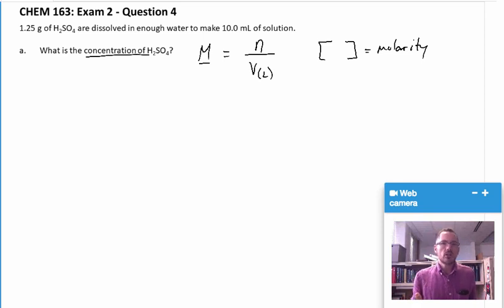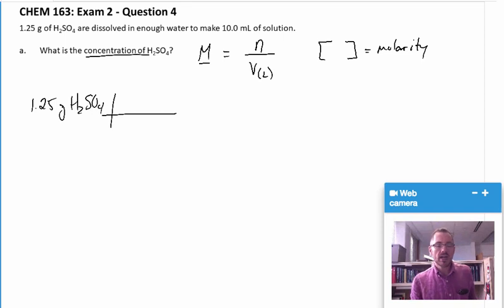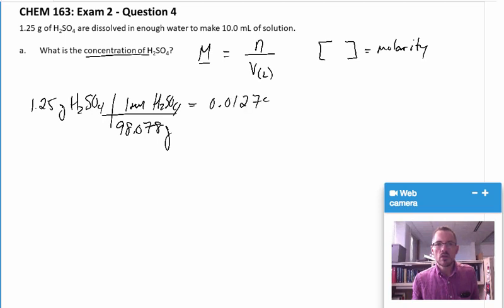But the first thing that we need to determine is the number of moles of our sulfuric acid, and we start with 1.25 grams of H2SO4. If I go to my periodic table, I can find the molar mass of 2 hydrogens, 1 sulfur, and 4 oxygens, and I come up with 98.078 grams for every 1 mole of our H2SO4. So my number of moles here are going to be 0.012745 moles. And since I started with a mass of 3 significant figures, I want to keep those 3 sig figs in my number of moles.